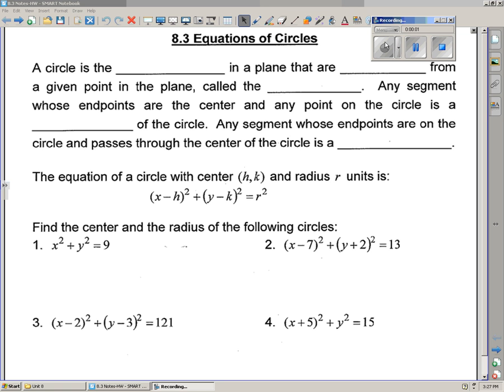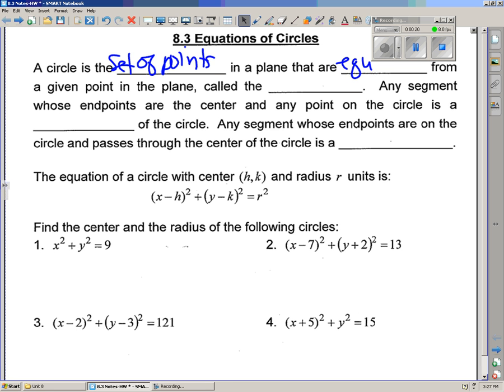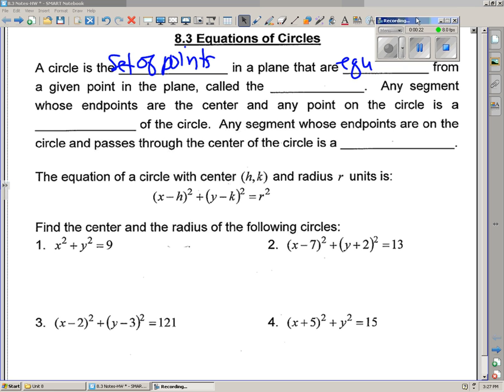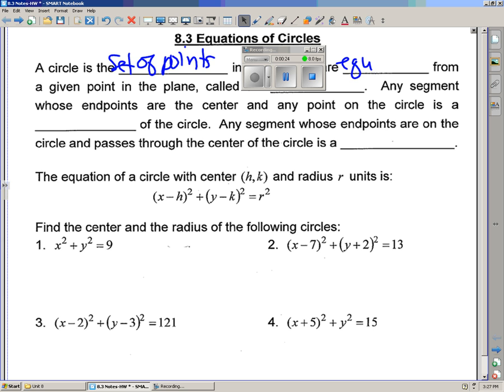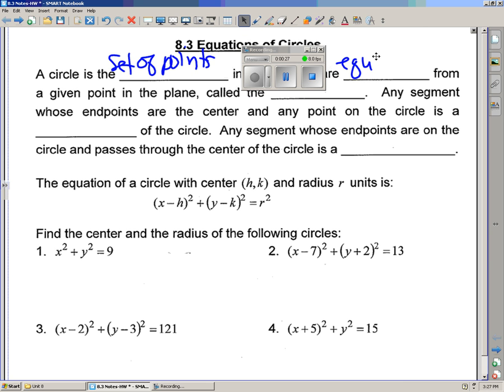So for this, we're going to talk about equations of circles. A circle is just the set of points in a plane that are equidistant from a given point in the plane.